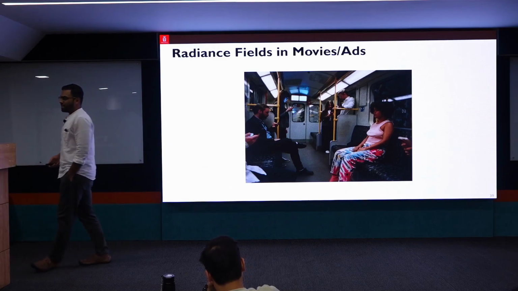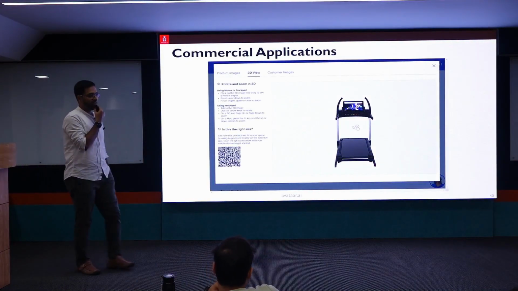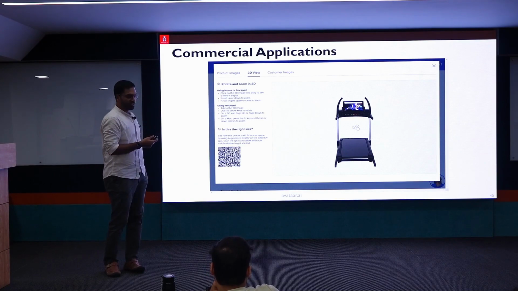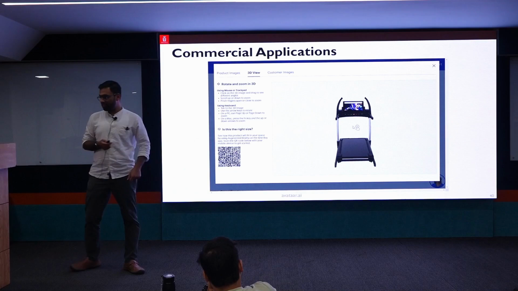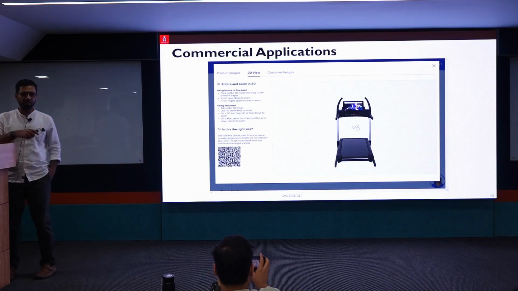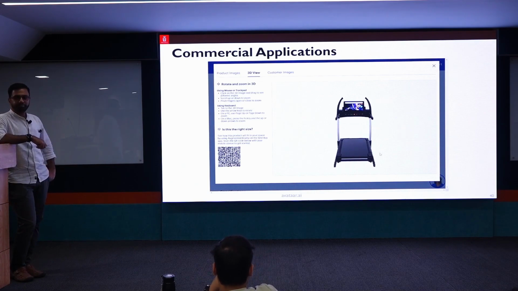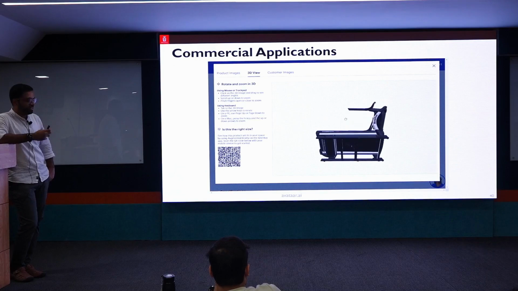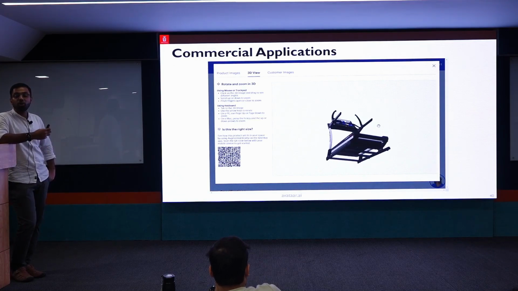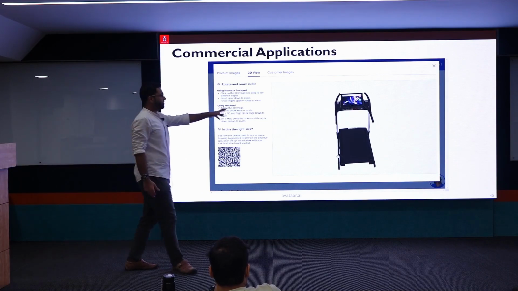Cool. All right. So, there's also commercial applications. And again, I took this example because the company that does this is local. There's a company called Avatar, which is based out of Bengaluru, if I understand correctly. What they do is, if you go to buy a motorbike, or a treadmill in this case, and you want to know how it looks before you actually buy it, you can create these kinds of three-dimensional views.